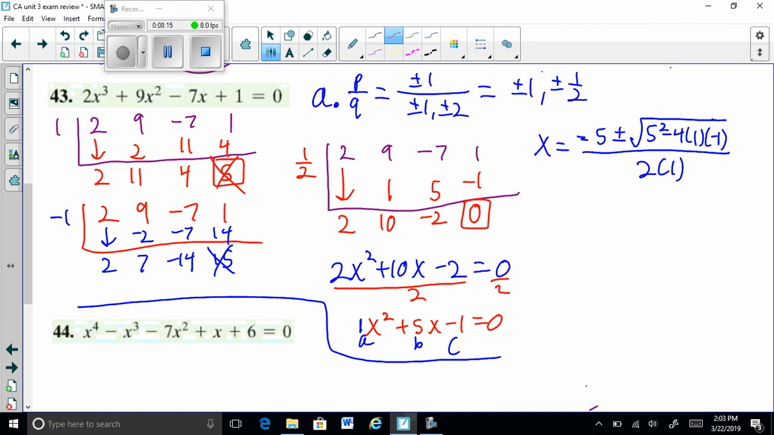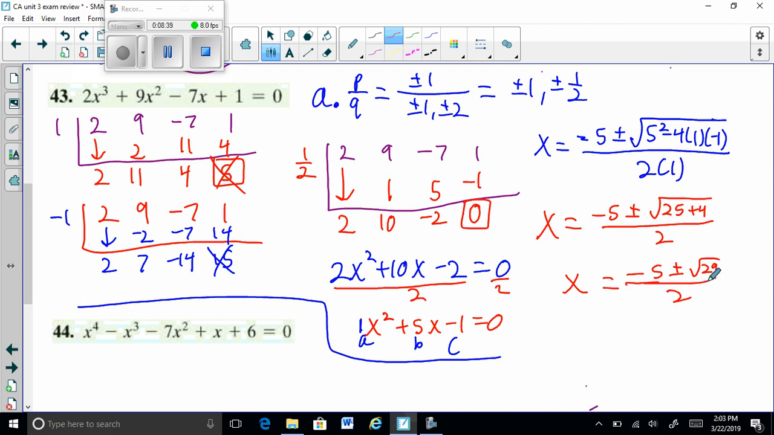All right, so I just need to solve this and then I'm done. So let's see, x equals -5 plus or minus the square root of 25. This will turn into a +4 here, all over 2. And so then I end up with x equals -5 plus or minus the square root of 29, all over 2. And I can't simplify the square root of 29, so we're good.